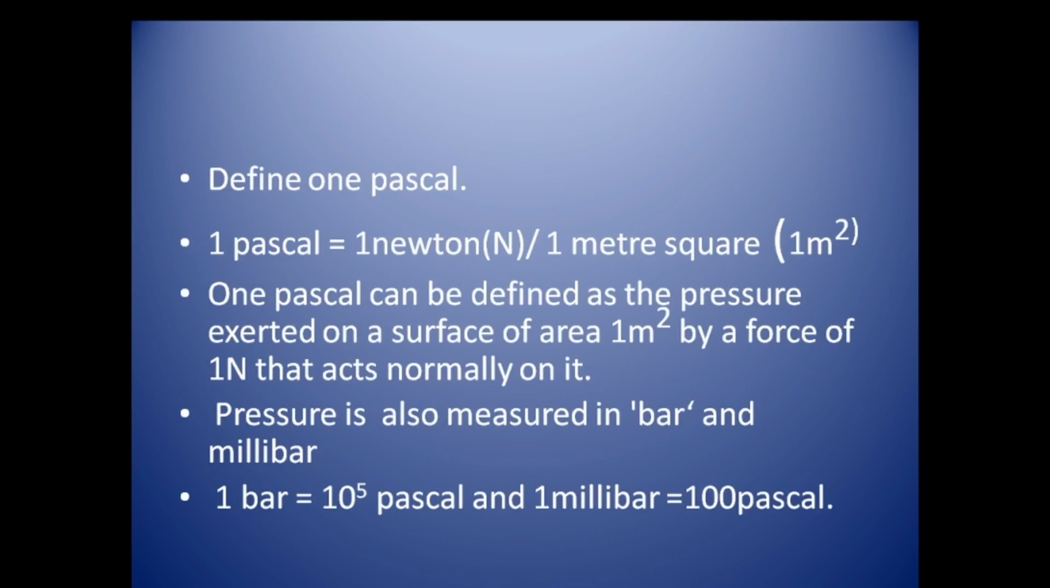Now how will we define 1 Pascal? You know that 1 Pascal is equal to 1 Newton upon 1 meter square. So 1 Pascal can be defined as the pressure exerted on a surface of area 1 meter square by a force of 1 Newton that acts normally on it.